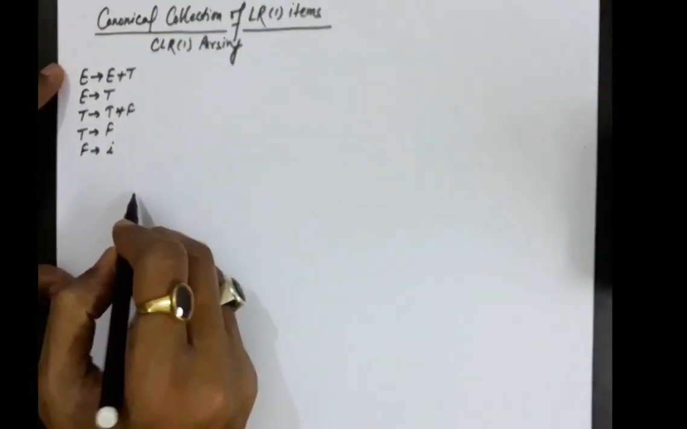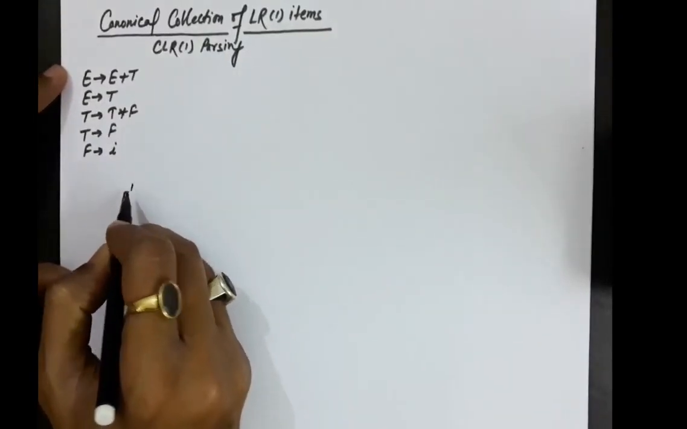In this lecture, we will take some more examples of the canonical LR parsing, and we will be computing the canonical collection of LR(1) items for this particular grammar. E produces E plus T, E produces T, T produces T star F, T produces F, and F produces I. So let us first write the augmented grammar for this.